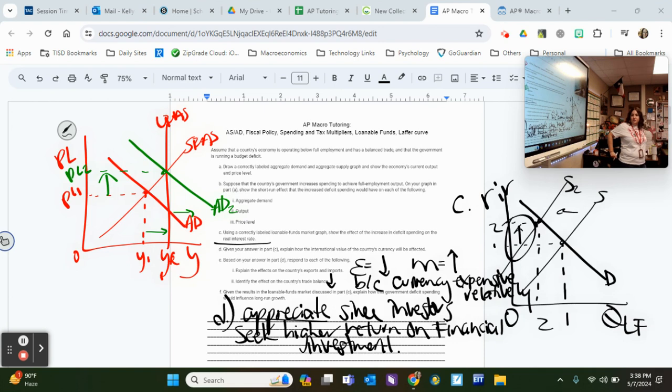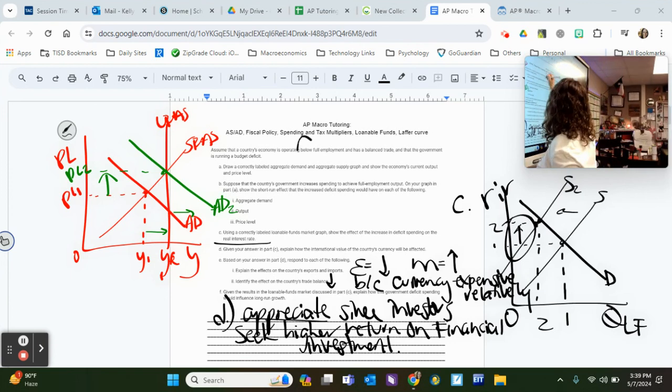All right, on F, given the results in the loanable funds market. Okay, here we go. Explain how the government deficit spending influences long-run economic growth. Okay. What happened to interest rates? It went up. So how is that tying to long-run economic growth? What graph do you need to think of when I say long-run economic growth? And if interest rates are higher, what happens to long-run economic growth? It decreases, it goes down because you can't invest in capital goods. You can't take out a loan to buy capital goods because interest rates are higher.